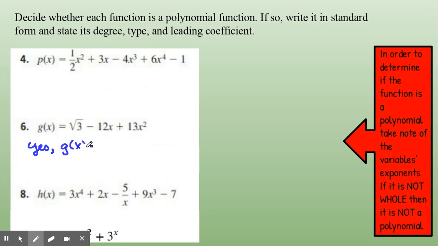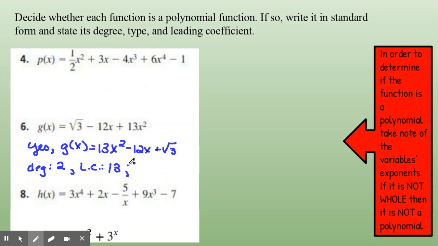So standard form just means I need my biggest exponent first. So that x squared is going to come first with its term. The negative 12x will be my second term. And the square root of 3 is the constant. There's no variable with it. So this is my standard form. And then from there, I could say the degree. Well, the degree is 2. That's my highest exponent. The leading coefficient, I'll shorthand it as LC, is 13. That was the number that leads my whole thing.